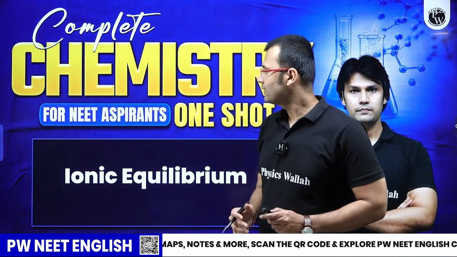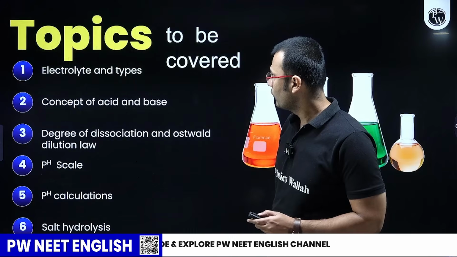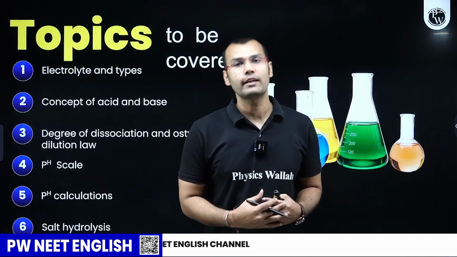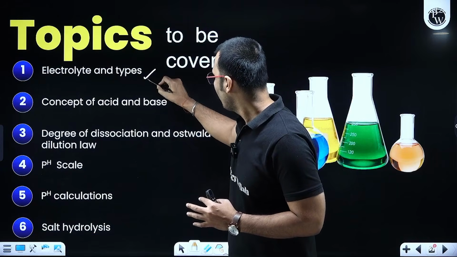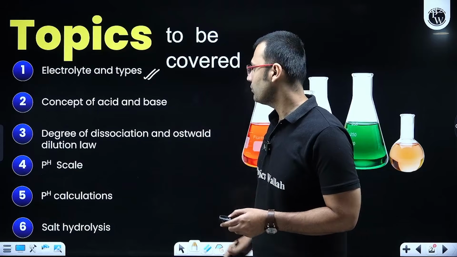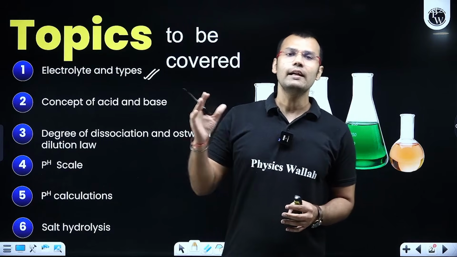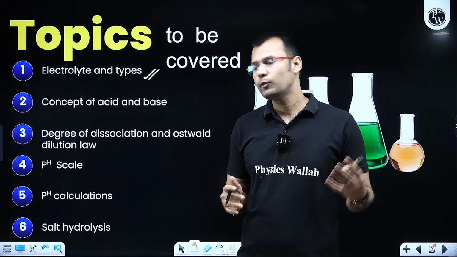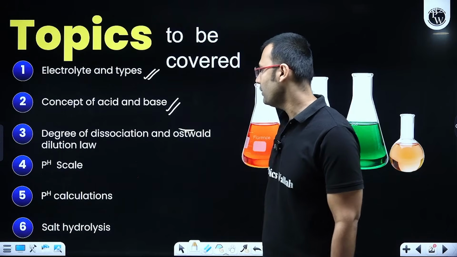So now students, let's start this session with the very first thing, that is, what are the topics that we will be covering in this session. First, we will start with what is the meaning of electrolyte and what are the types of electrolyte. Then we will talk about the major part of the chapter. You know that in Ionic Equilibrium, we mainly deal with acid, base, and pH calculations. So we'll talk about the concepts of acid and base.